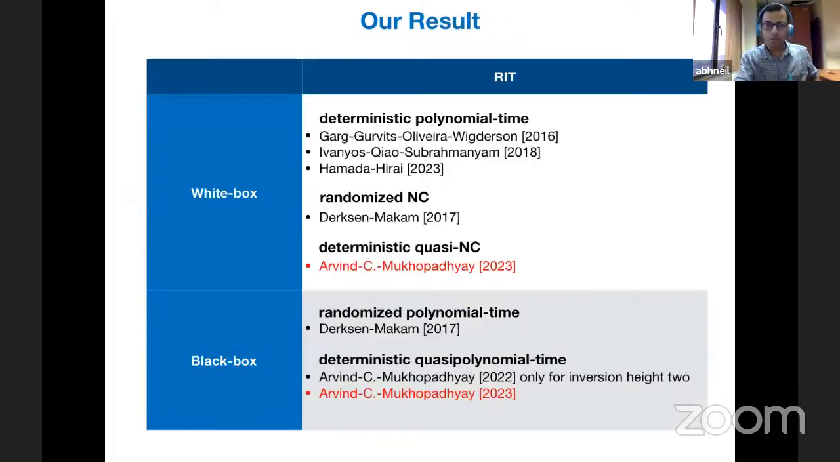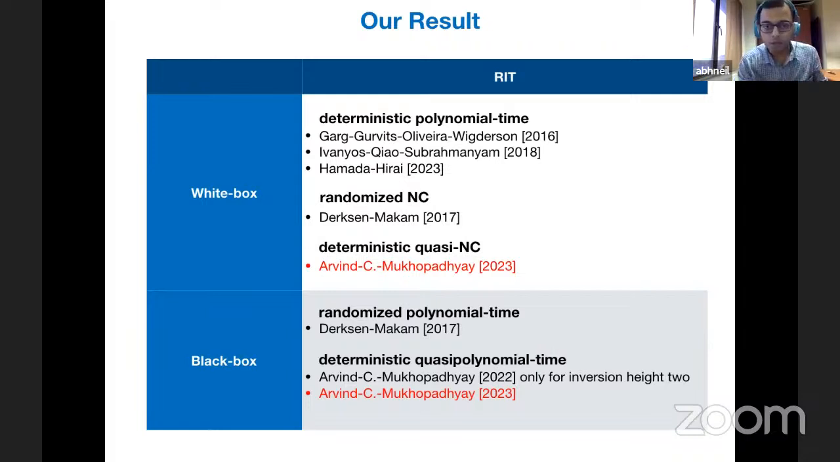Okay. So this is the result that we have: we improve the white box complexity, in the sense that we get a deterministic quasi-NC algorithm for white box, and for black box we get a deterministic quasi-polynomial-time algorithm using this quasi-polynomial-size hitting set.